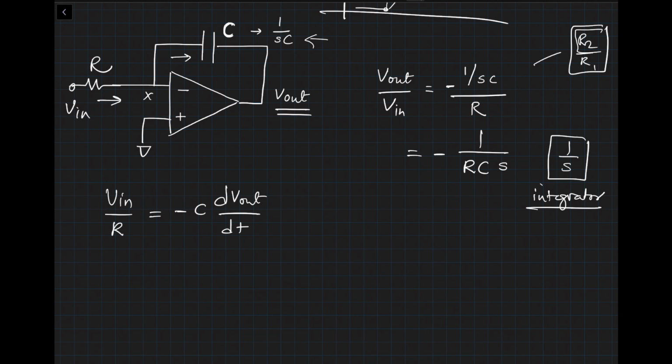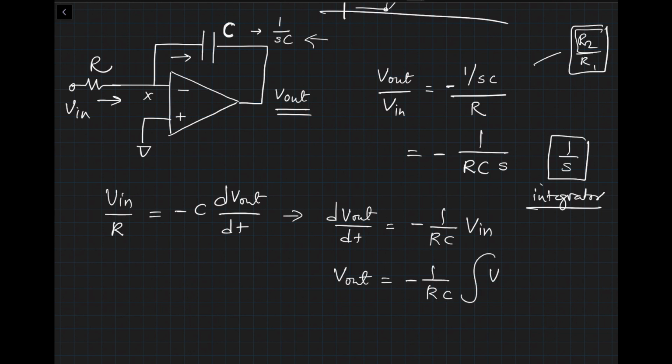I is equal to C dV/dt for the capacitor. So if you look at this expression, you can say that dVout/dt is equal to minus 1 over RC times Vin. Hence we can say Vout is equal to minus 1 over RC times the integration of Vin with respect to dt. And this is the integrator operation that we are all familiar with.